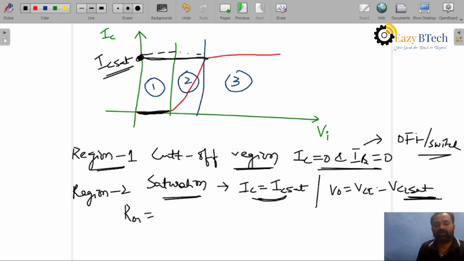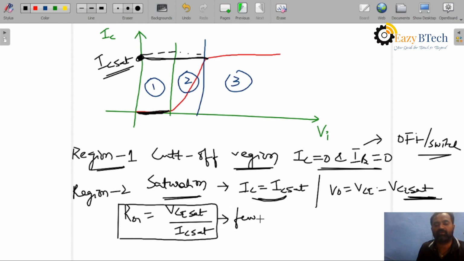Now R on is equal to VCE sat by IC sat, and this is a perfect on switch. The resistance will be a few ohms, not a high resistance. In saturation, the transistor can act as an on switch. When it is an on switch, the resistance of the transistor is very small. It is a perfect on switch, like a short circuit, where the resistance is very low. That is because of R on.